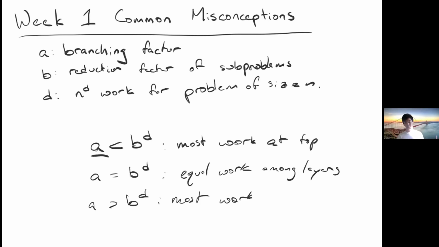And then the next step beyond that is just doing some algebra to see, if most of the work is done at the top, what does that mean for the asymptotic rate?